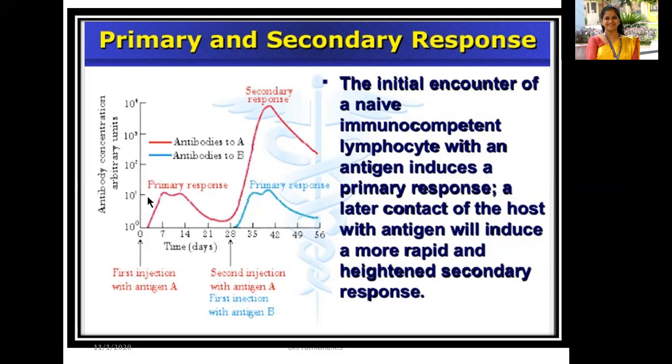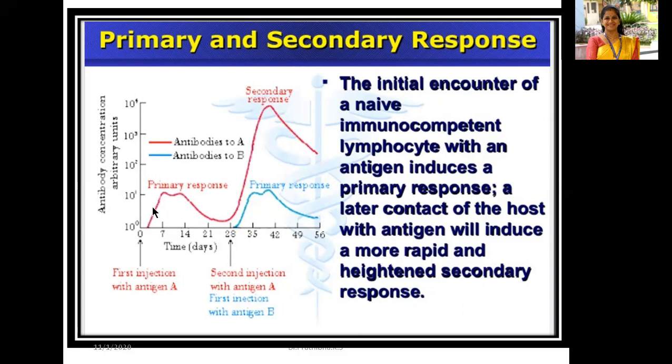Second time injection with the same antigen. Whereas in this red one, the second injection with the antigen A. If the same antigen is injected for the second time, what happens? We can say that it is a secondary immune response. A later contact of the host with antigen will induce a more rapid and heightened secondary immune response.